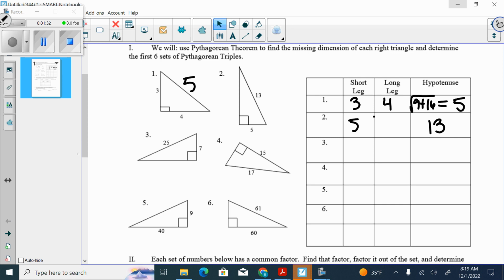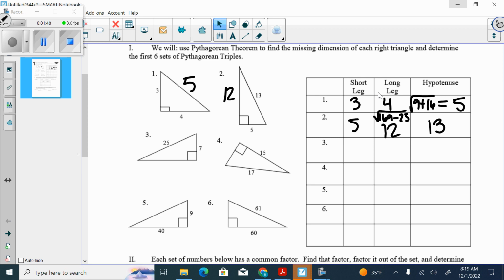What is 13 squared? Good. Minus that 25. And what is 169 minus 25? Right. And we take the square root. The square root would be 12, right?